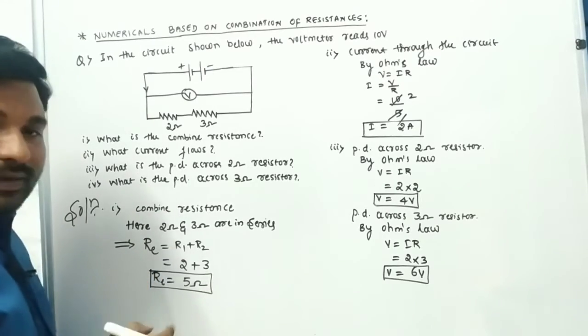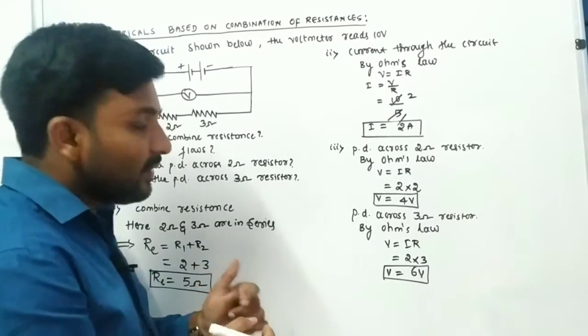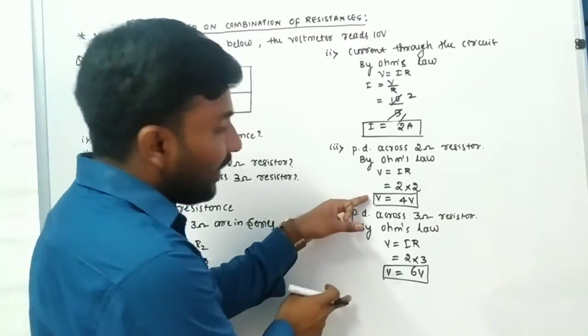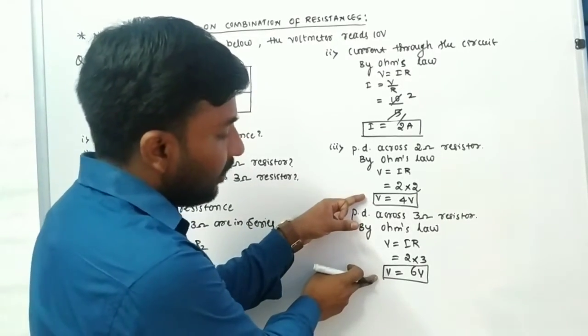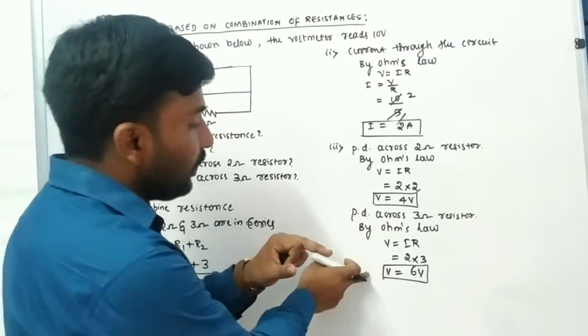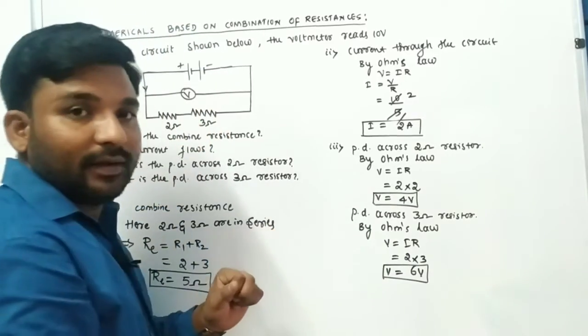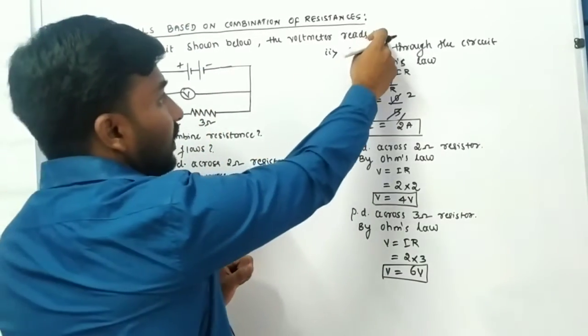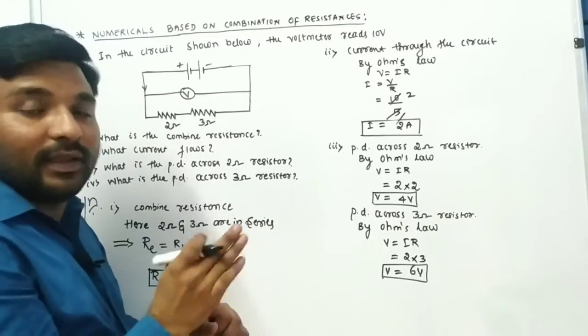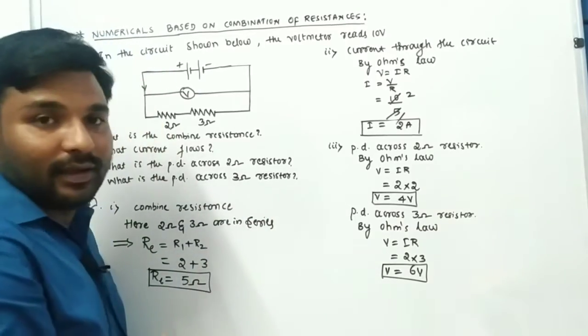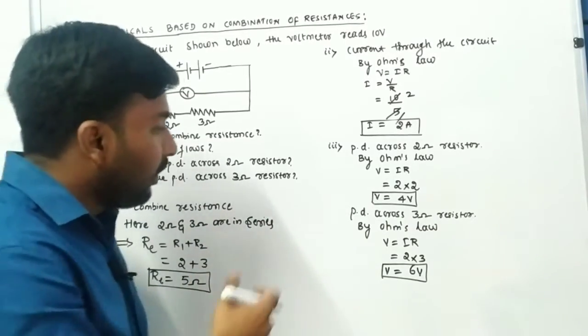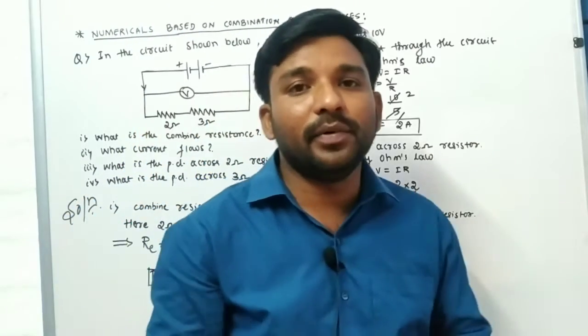Now you just cross verify the answer. Here we have 4 volt and here we have 6 volt. So total potential difference is 10 volt, and here the voltmeter is reading 10 volt. So hence our answer is correct. So here we have solved the problem.